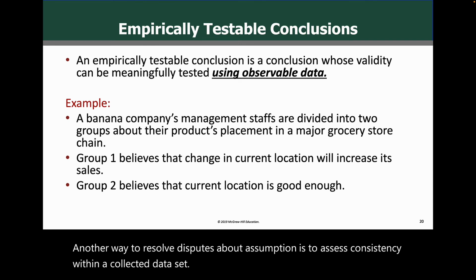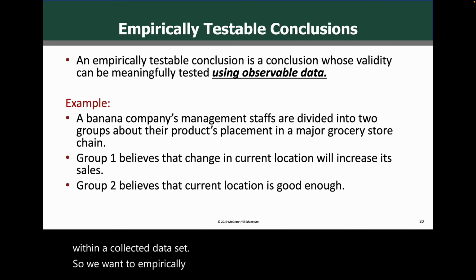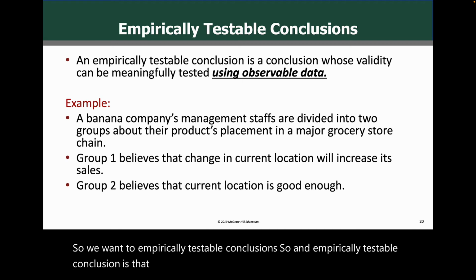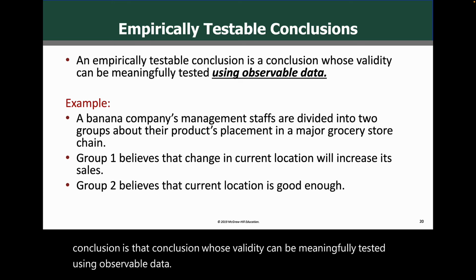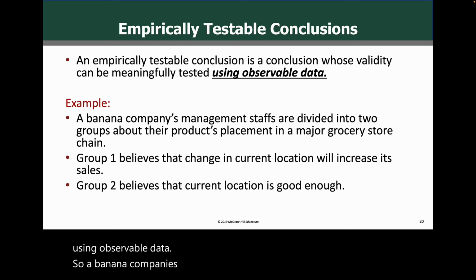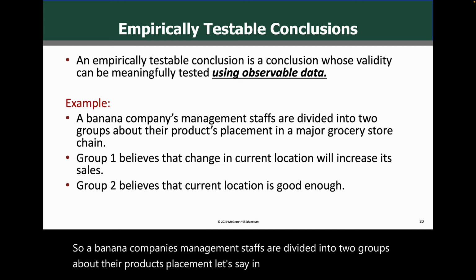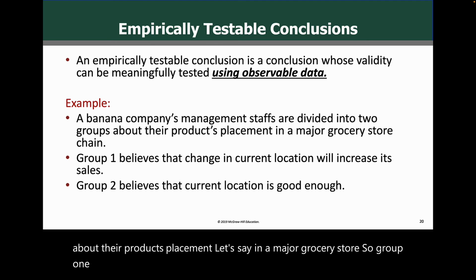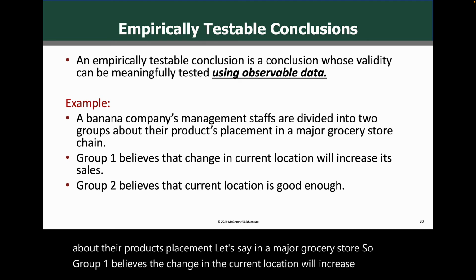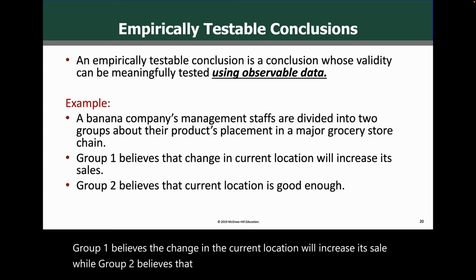So we want an empirically testable conclusion. An empirically testable conclusion is a conclusion whose validity can be meaningfully tested using observable data. So a banana company's management staff is divided into two groups about their product's placement, let's say in a major grocery store. Group one believes a change in the current location will increase its sales, while group two believes that the current location is good enough.